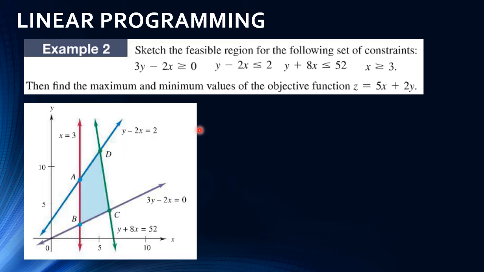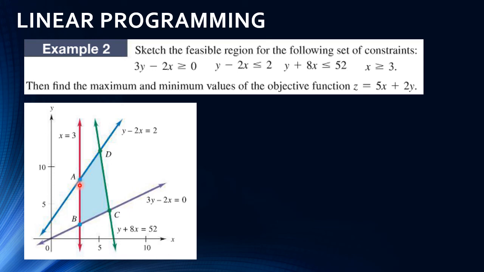Okay, here's the graph. Hopefully you've paused for a minute. This one's going to be a little more complicated because, as you can see, all of the points are not on the axis points, etc. So you're going to get some good practice here in finding each of these intersections between y minus 2x equals 2 and y plus 8x equals 52, which will give you point D.